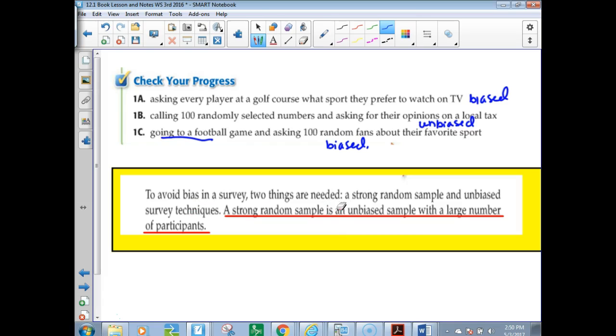To avoid bias in a survey, two things are needed: a strong random sample and unbiased survey techniques. A strong random sample is an unbiased sample with a large number of participants. You can't just ask 3 or 4 people and expect it to be a conclusion that you should be making from it, okay? Not enough. You know, a large number.